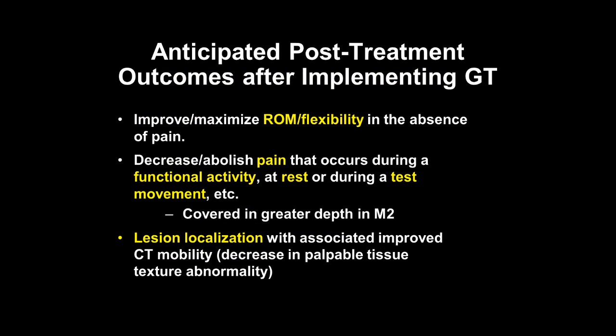Anticipated outcomes. What we are looking for is an improvement in range of motion and pain-free flexibility. We are looking for a decrease in pain, so improved functional activity and performance, both at rest and during a test movement. Again, we cover these concepts in much greater detail in our advanced training, which is our M2. You might find a decrease in the actual size of the soft tissue lesion, but we focus on an improvement in functional range of motion, flexibility, functional strength, and performance of a functional activity.